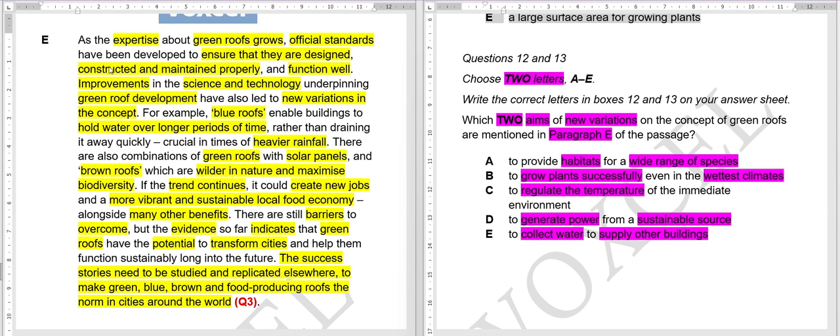Now let's see where it is written in the paragraph. So here, for example, blue roofs. Let me first do this.